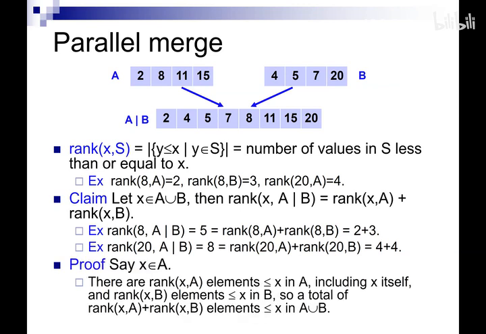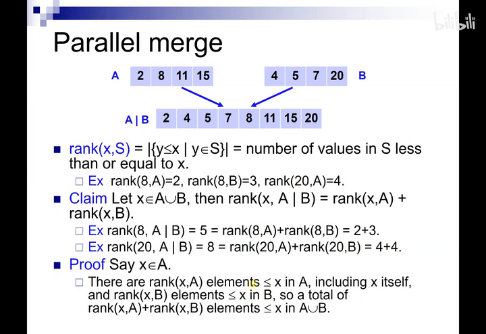The reason for this claim is quite simple. If you take a number, let's say that it comes from A, then the rank of x in A is how many values are less than or equal to x in A, including x itself. Likewise, the rank of x in B is how many elements are less than or equal to x in B. And since we're assuming that all these values are unique, if x is in A, then it's not in B.